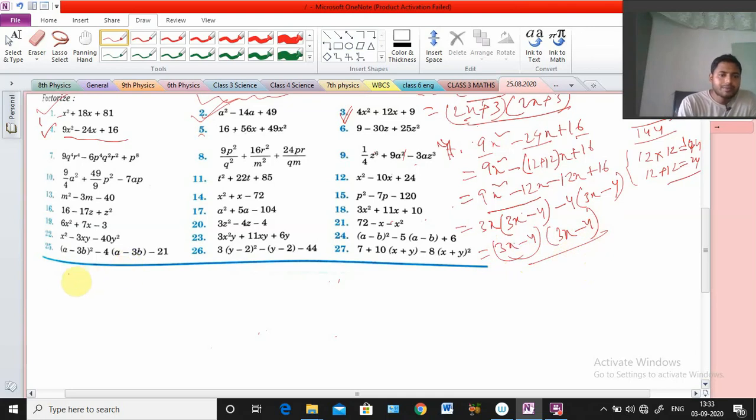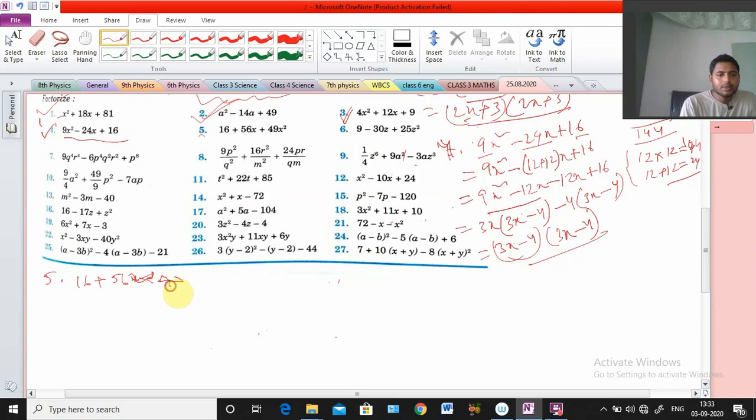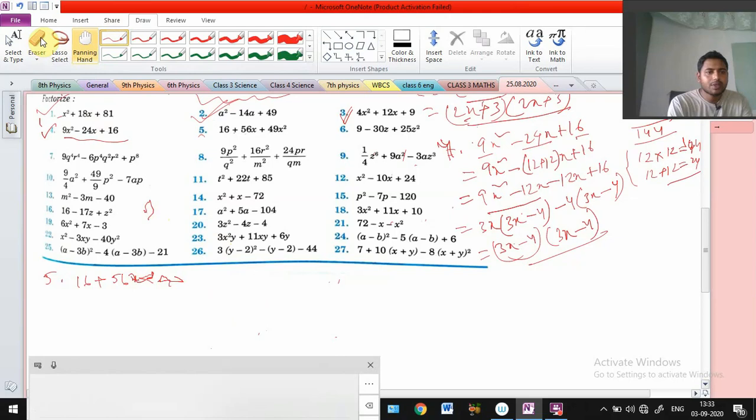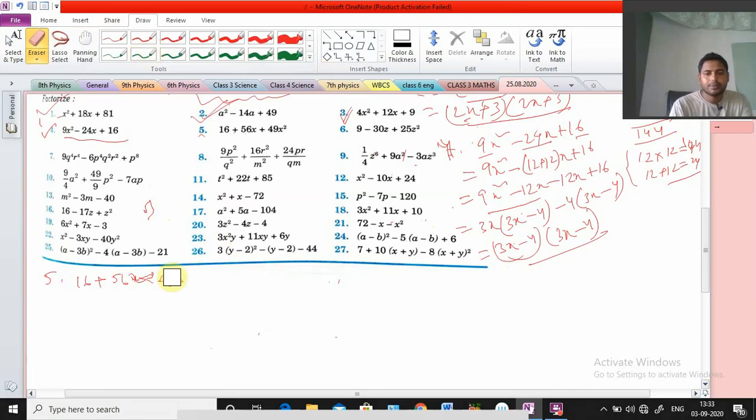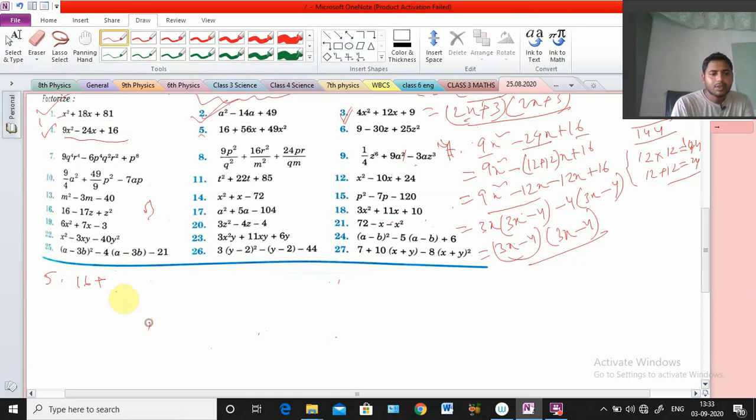Next, question number 5. Question number 5. So see, 5 is telling here 16x square plus 56x plus 49. Just a minute. 16x square plus 56x plus 49. This is the question.